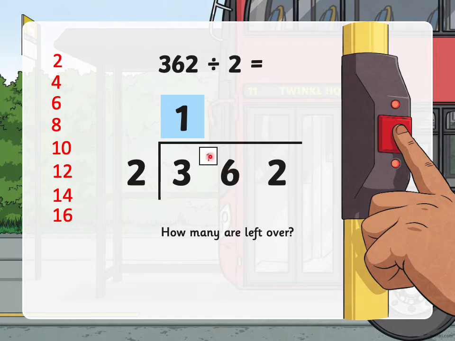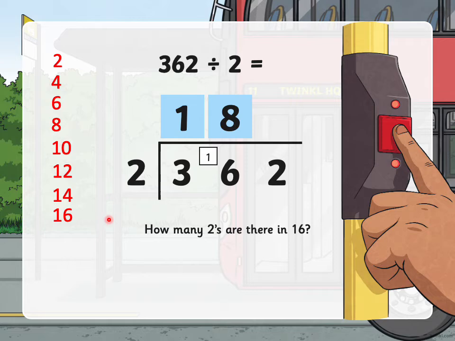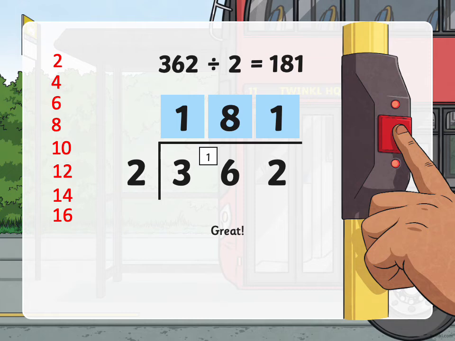This became 16. Now 16 divided by 2, 16 is in table 2. So 16 divided by 2, here's the 16, it's 8. Now, do we have any remainder? We don't have any leftovers. Okay, so the answer is 181.